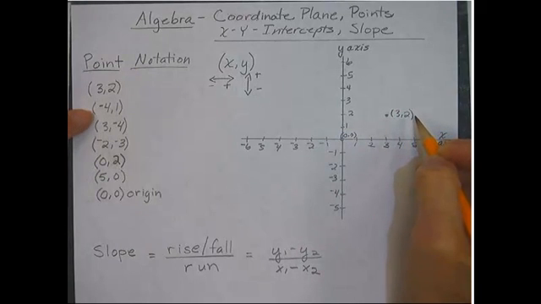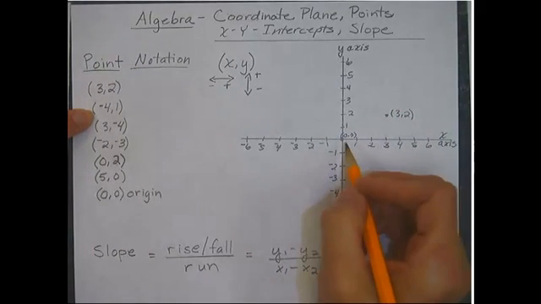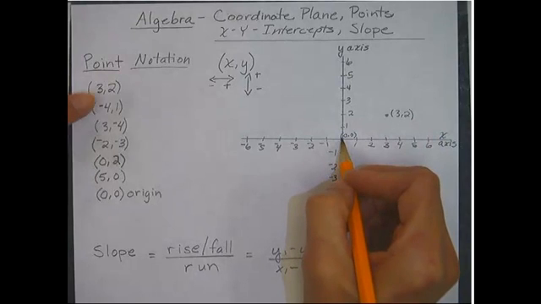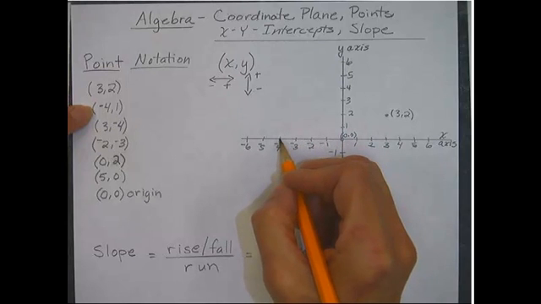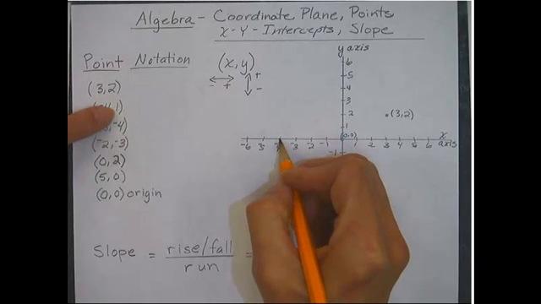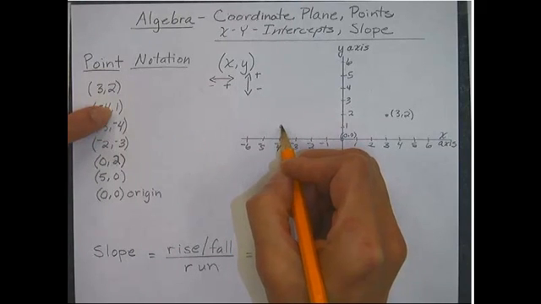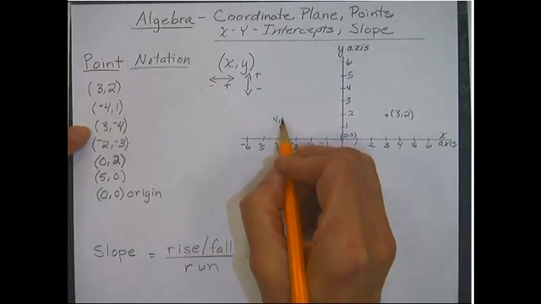Okay, the next point that we're going to plot is negative 4, 1. So again, I'm going to start at the origin. My first coordinate is the x-coordinate. It's negative, so I'm going to go in the negative direction along the x-axis to negative 4. The second coordinate is the y-coordinate, and it's a positive 1, so I'm going to move up 1. This point is negative 4, 1.